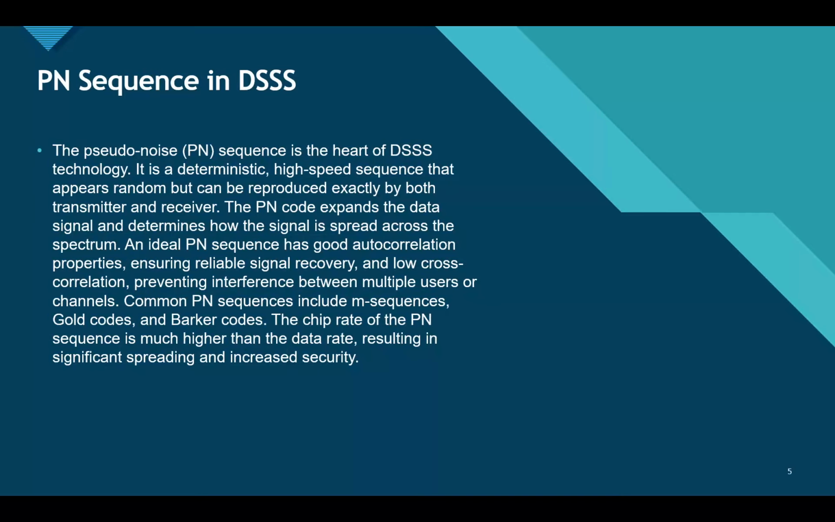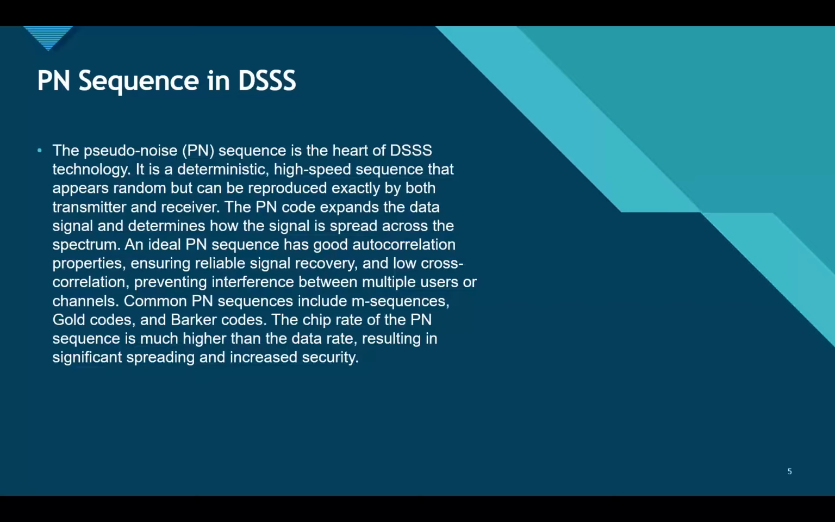Now, what is a pseudo-noise sequence in DSSS? The pseudo-noise sequence is the heart of DSSS. It looks random but is actually a deterministic sequence that both transmitter and receiver can generate exactly. A good pseudo-noise sequence must have two qualities: good autocorrelation, so that the receiver can correctly identify and correlate the signal, and low cross correlation, so different users do not interfere with each other.